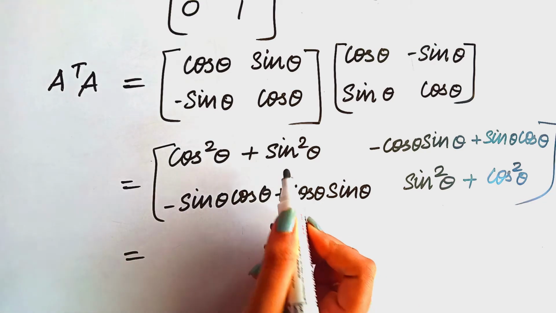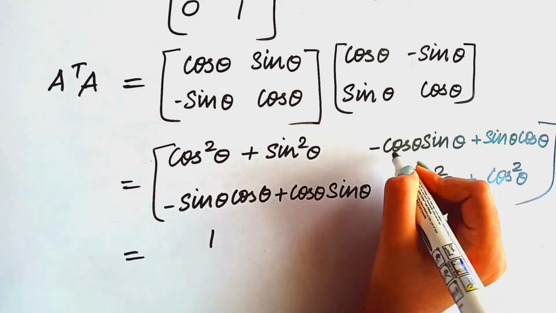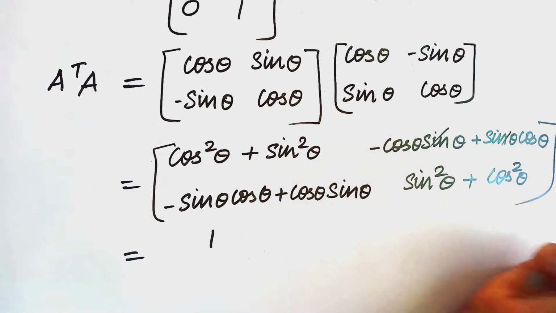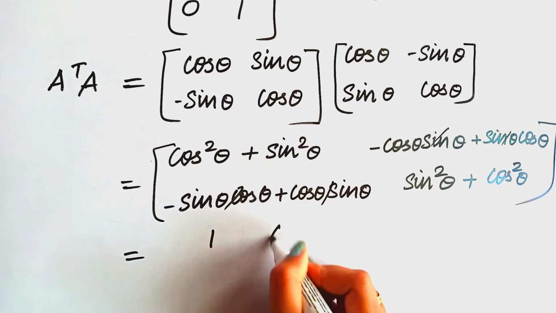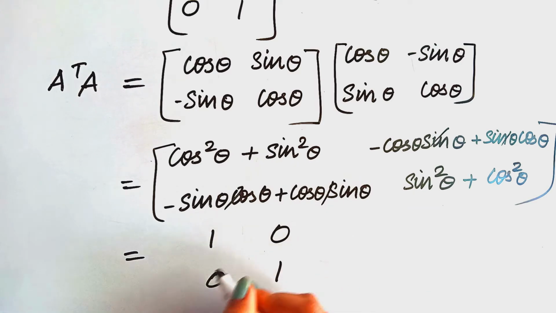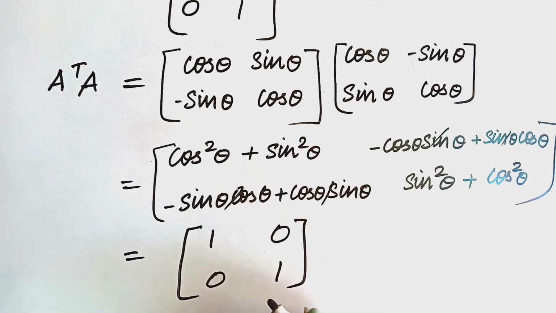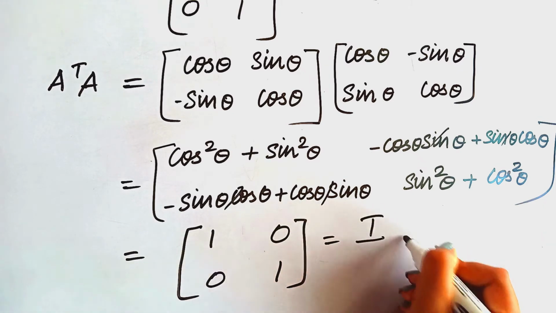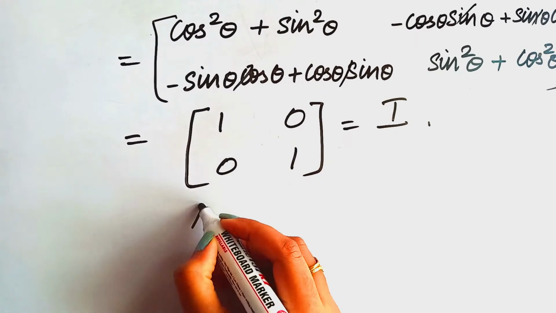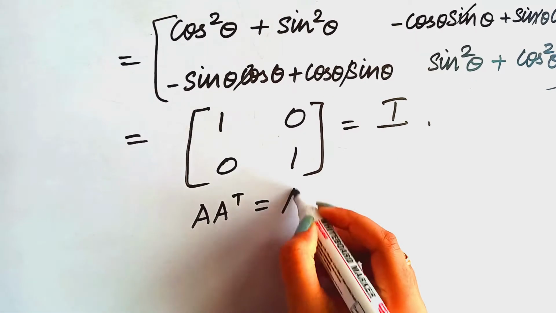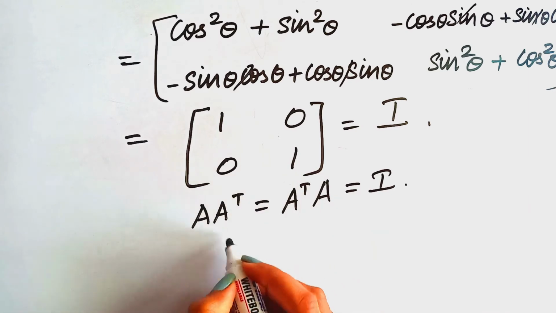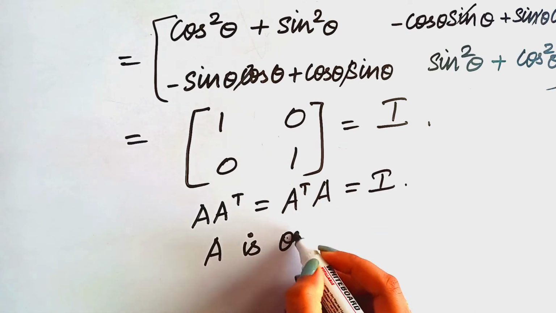Cos square theta plus sin square theta will give an answer 1 here, and then here minus cos theta sin theta, and here there is another cos theta sin theta, so this will be a 0. Similarly, this will also be a 0, so 0 0, and here sin square theta plus cos square theta is nothing but 1. So 1 0 0 1, this is what we got as an answer, and this is nothing but our identity matrix, right? So therefore you can write it as A into A transpose is equal to A transpose into A is equal to I. So therefore we have found that A is orthogonal.